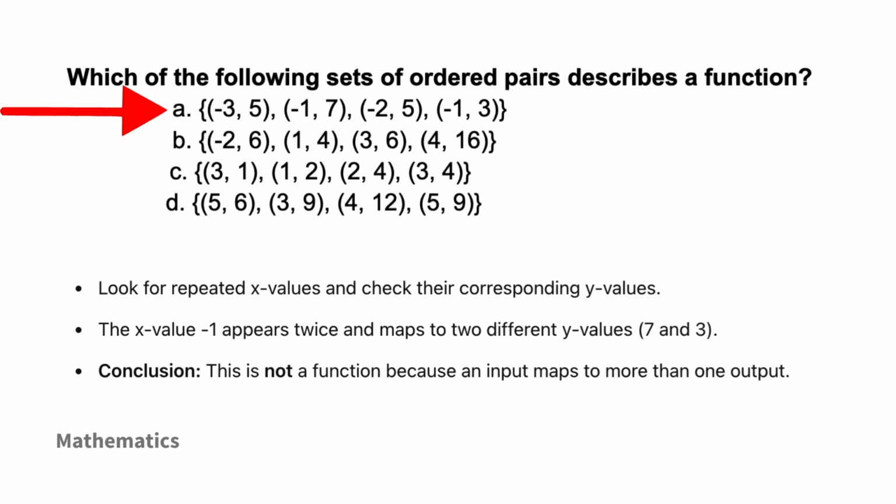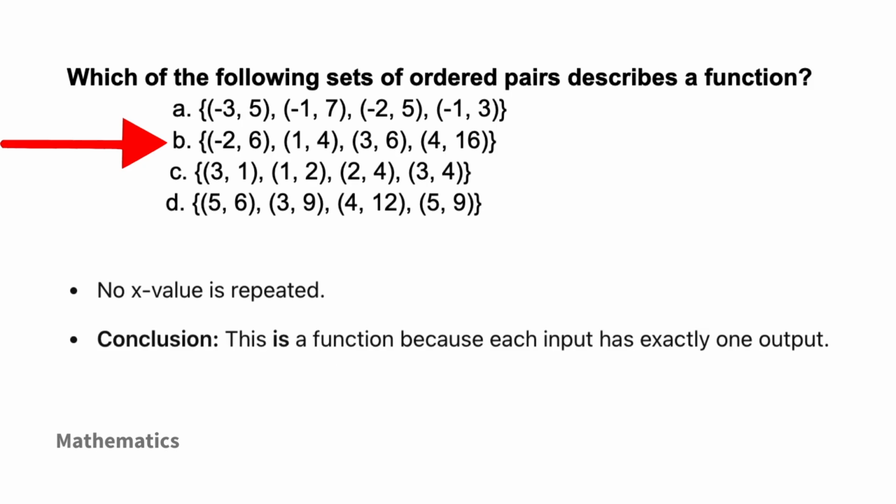Now, in order to actually solve this, we'll want to analyze each set of ordered pairs. Starting with option A, we see the pairs (-3, 5), (-1, 7), (-2, 5), (-1, 3). Look for repeated x values and check their corresponding y values. The x value, -1, appears twice and maps to 2 different y values, the 7 and the 3. Understanding this, we can see that option A is not a function because an input maps to more than one output.